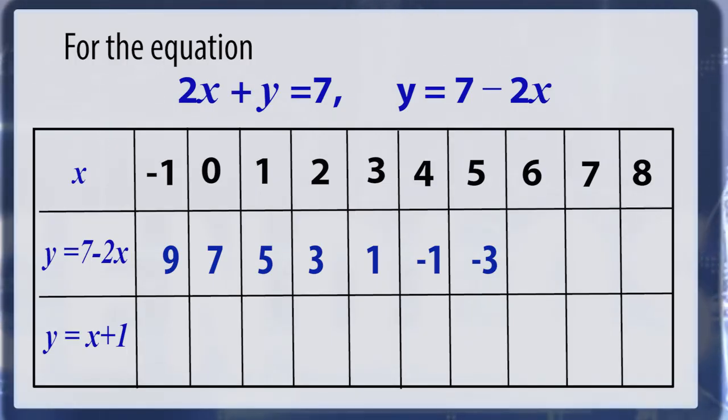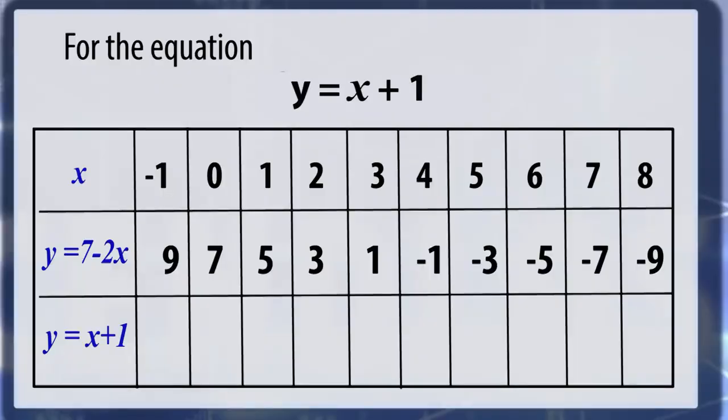When x is equal to 6, for the first equation, we have y is equal to negative 5. And when x is equal to 7, we have y is equal to negative 7. And finally, when x is equal to 8, we have y is equal to negative 9. For the second equation, y is equal to x plus 1. You can do that. I'll give you the values of x, and you provide the corresponding values of y.